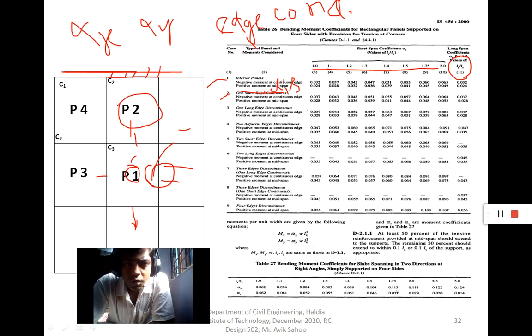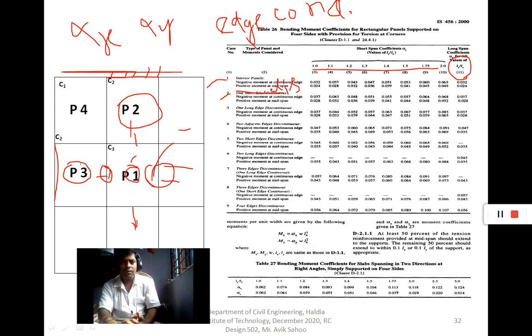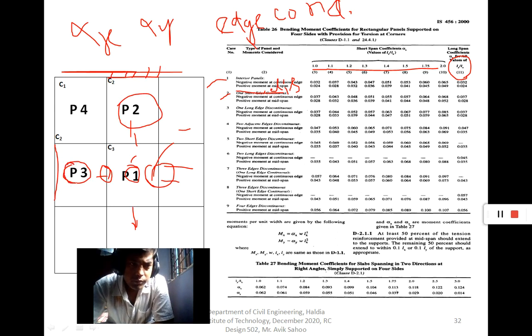Next, one long edge discontinuous, which means this long edge is discontinuous. So the positive moment is developed on the span, and at the continuous edge the negative moment is developed. The maximum positive moment takes place at the middle. So the span moment is always positive and the support moment is negative.